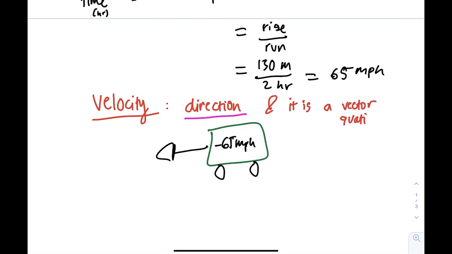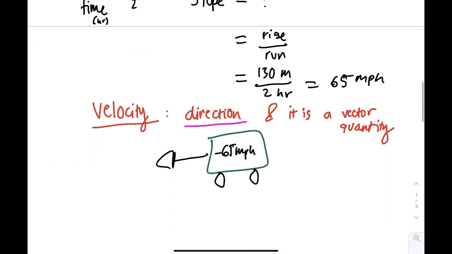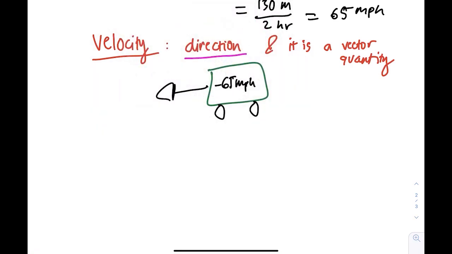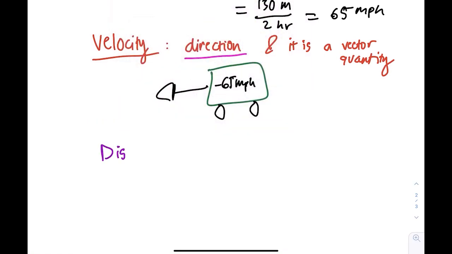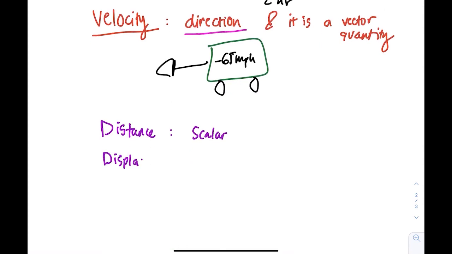So velocity is a vector quantity. So what does that make speed? Well, that is now a scalar quantity. So the same kind of sign distinction can be made when we are talking about differences in the position of objects. So distance and displacement are very similar to speed and velocity. Distance is a scalar quantity, whereas displacement is a vector quantity.